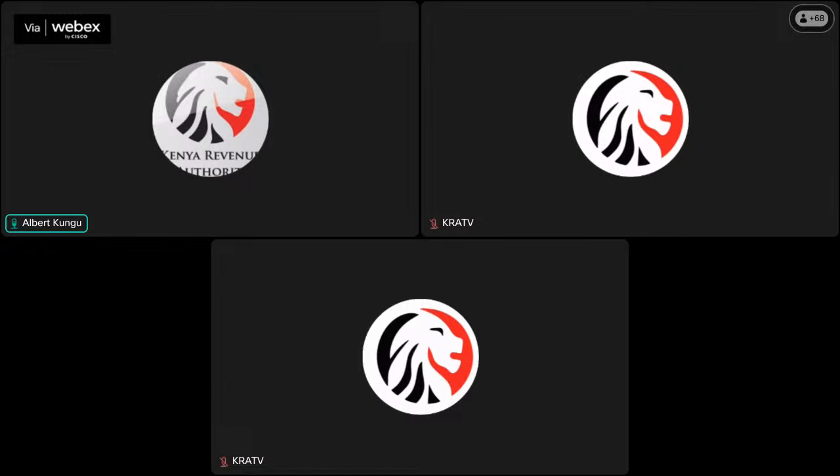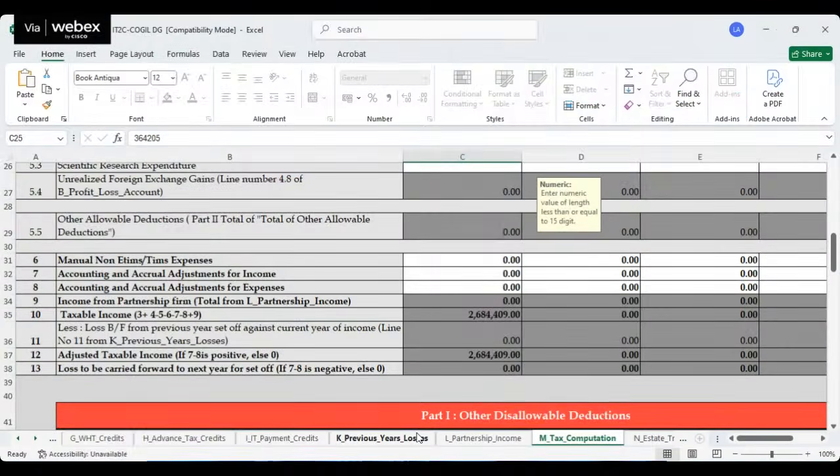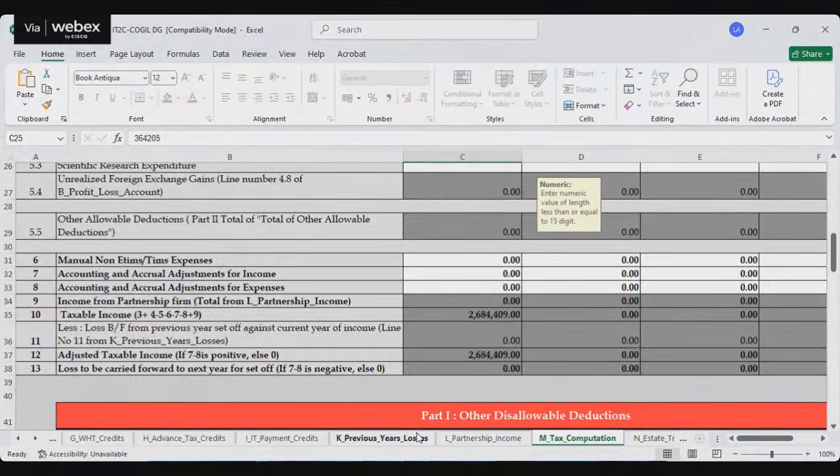So in the return, the Excel, the IT2C return, in the last portion we will refer to it as tax computation. Please confirm whether you are seeing the IT2C return. Yes, we are. Yes, so this is the IT2C return.